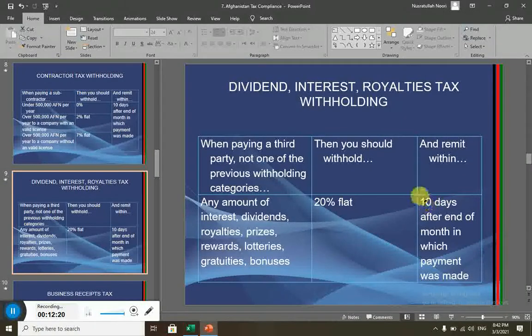Okay, by law we are required to withhold 20% before making the payment, and then once withheld, within 10 days after making payment, or at the end of the month, or 10 days in the following month, we will have to make a report to Ministry of Finance, also pay the withheld taxes to the Ministry of Finance, and report accordingly, right? So that's how we do dividend withholding tax.